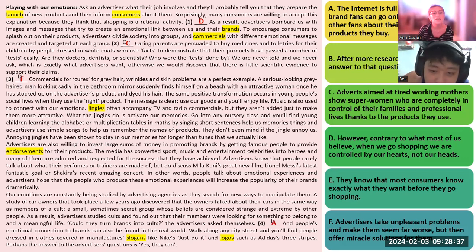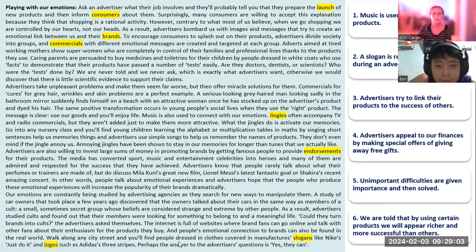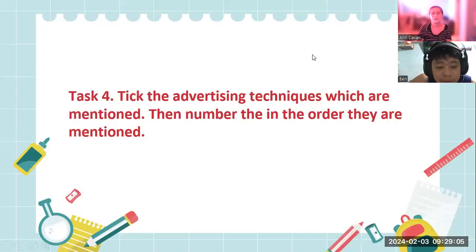Okay, people's emotional connection to brands can also be found in the real world. Okay, it's letter A, because the internet is full of websites where brand fans can go online. We are talking about brands here, Ben. So it's letter A. Look at your brands. Okay.